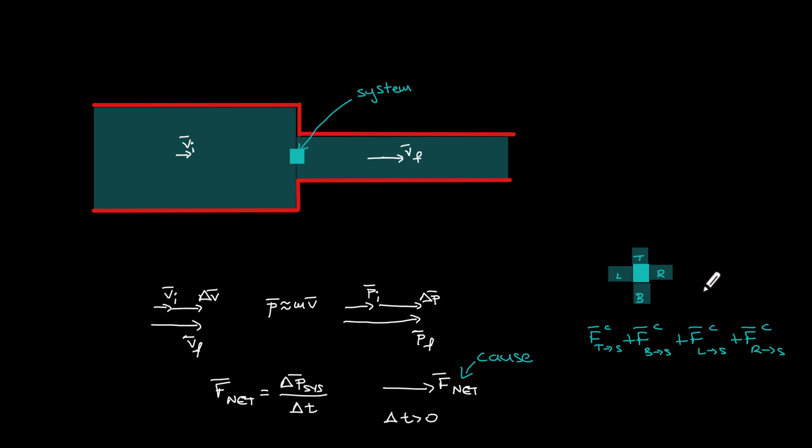Now, because I know that the net force points to the right, this means the force that the top fluid exerts on the system should be cancelled out by the contact force the bottom part of the fluid exerts on the system. So this is pushing on my system downwards, this is pushing on my system upwards. The 2 will cancel out. And the same thing happens, as I said, from the other 2 sides of the cube.